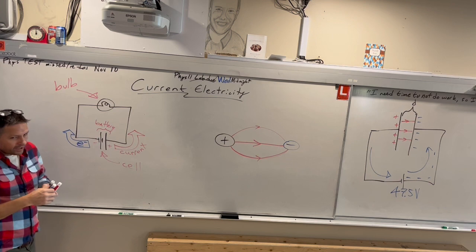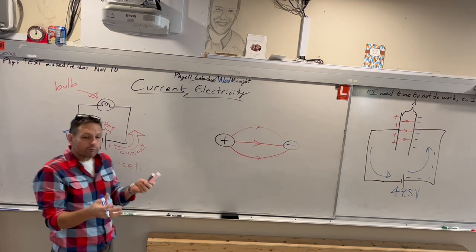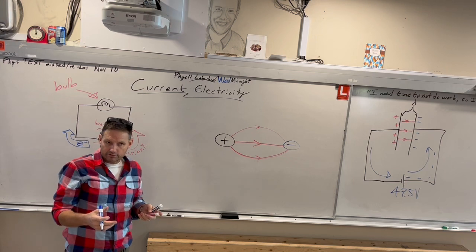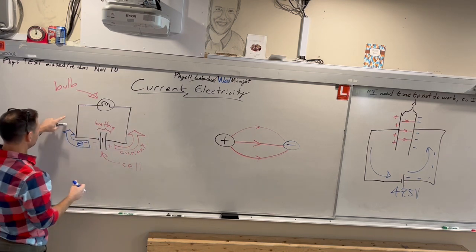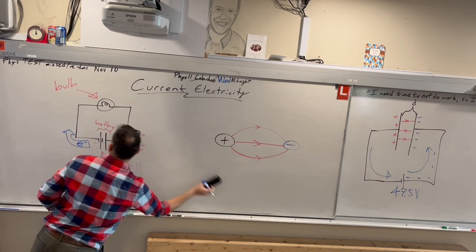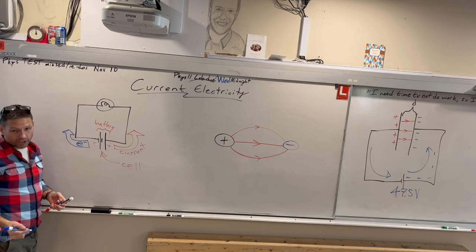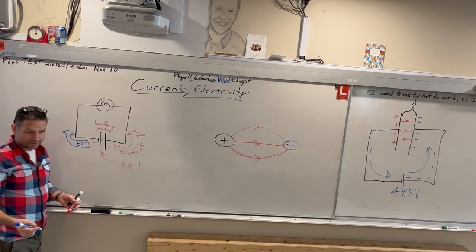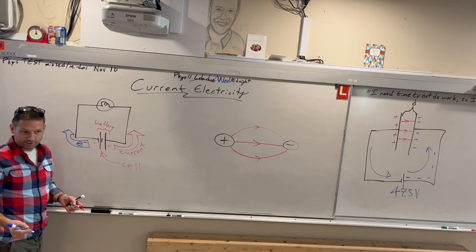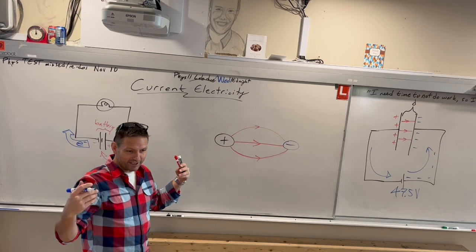So think of, if you want a kind of way to simply understand current electricity, imagine your electron as a dump truck or a submarine. Which one would you rather? Dump truck. It has to be something that can carry stuff.